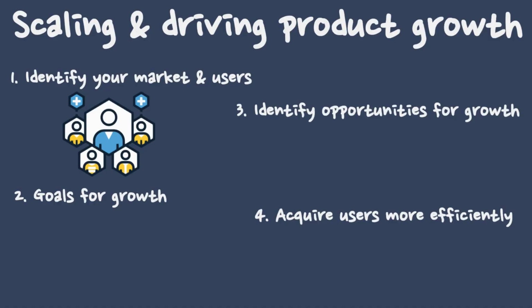Number 2, goals for growth. Establish clear and measurable growth goals for your product. Any relevant metrics such as user acquisition, revenue, customer retention, or any other could be included in these goals. Make sure these goals are aligned with your overall business strategy.